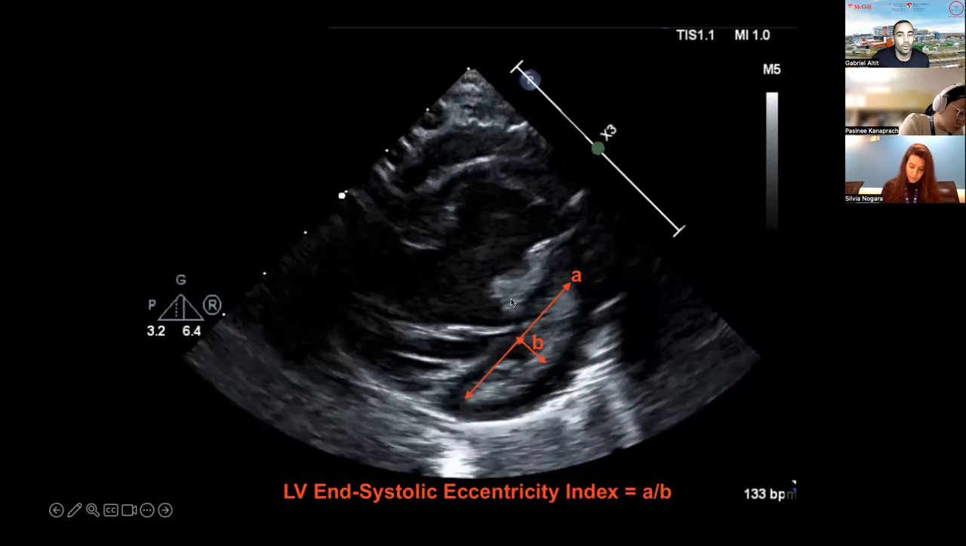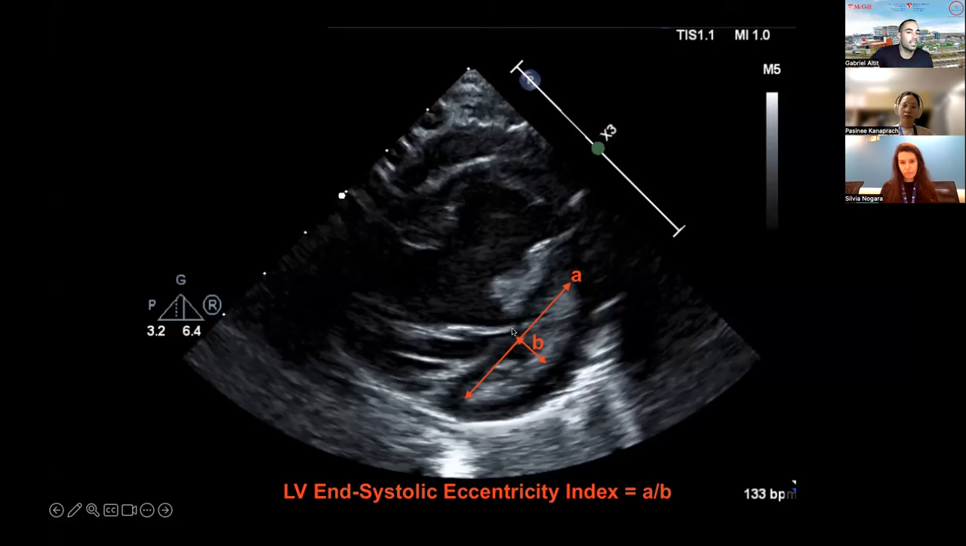Okay, so that's an example where my eccentricity index is going to be very, very high because you have a very small pancake LV compared to an RV. This is a baby with pulmonary hypertension secondary to BPD. Clearly is having some struggle here. And your RV diameter is like 4 times the size of the LV. Tells you there is a lot of RV dilatation.